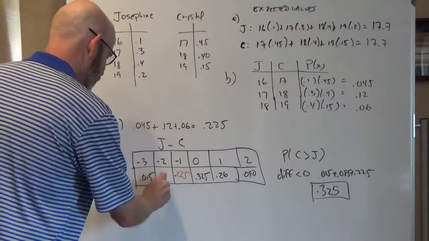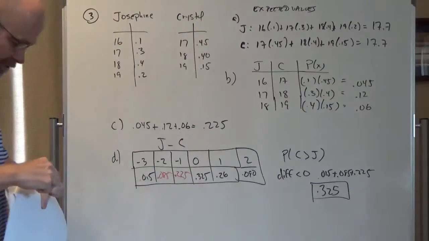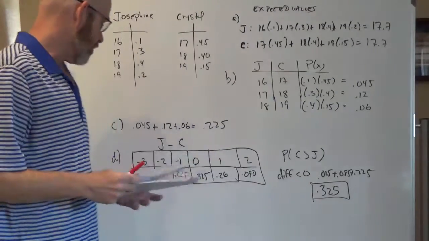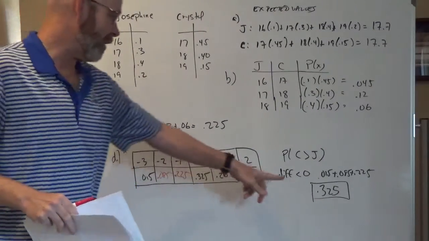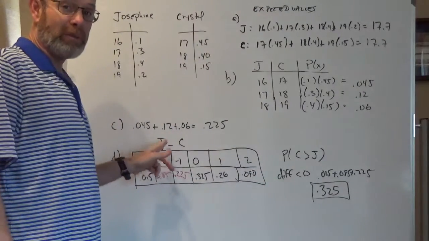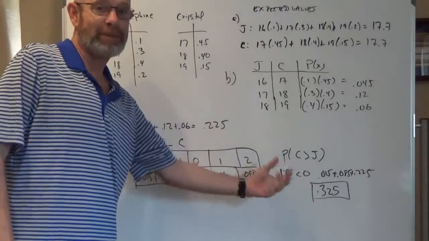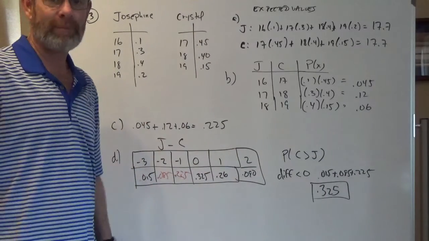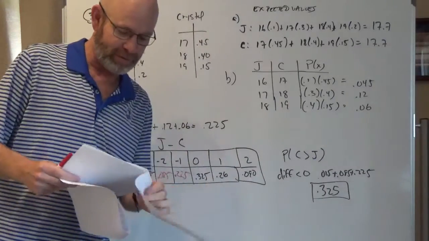This is a 0.085. And then the question is, what's the probability that Crystal scores higher? So if Crystal scores higher, since I'm doing Josephine minus Crystal, that means the difference has to be less than 0, right? So this one, and this one. So you add them all up for 0.325 for that one.